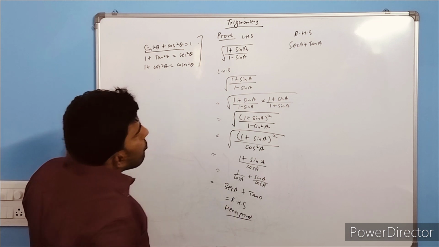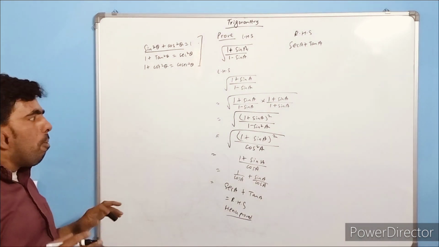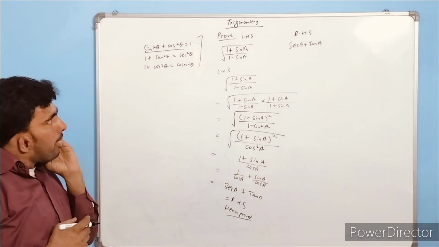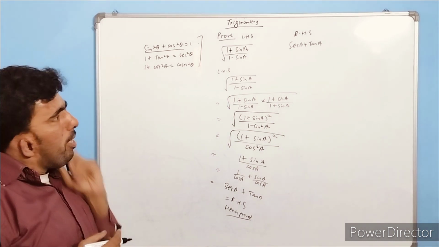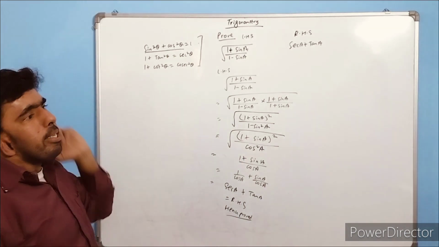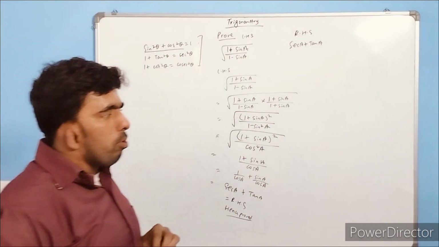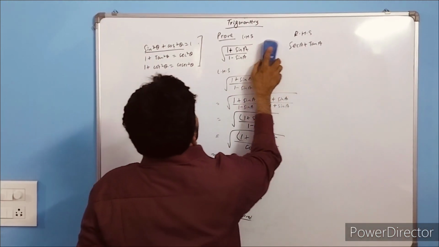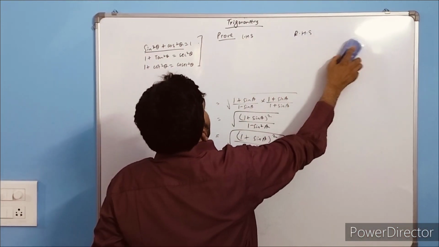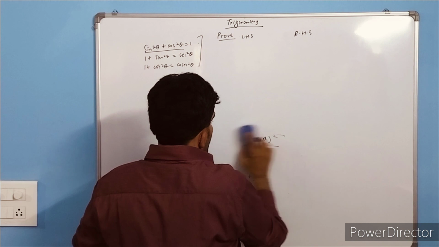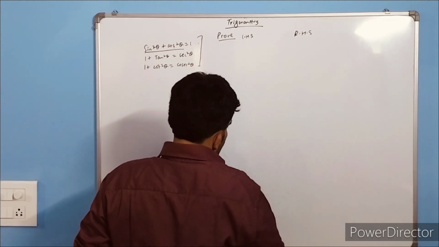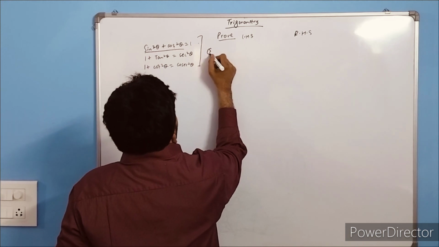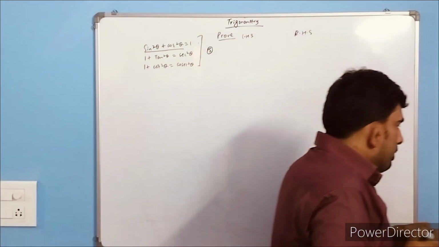So we have solved 4 numericals here. I hope now it is becoming clear to all of you how we can solve such types of questions using these identities. Okay, we have solved 4 questions. Let us solve further. Now we will move to the 5th numerical. So now the 5th one.